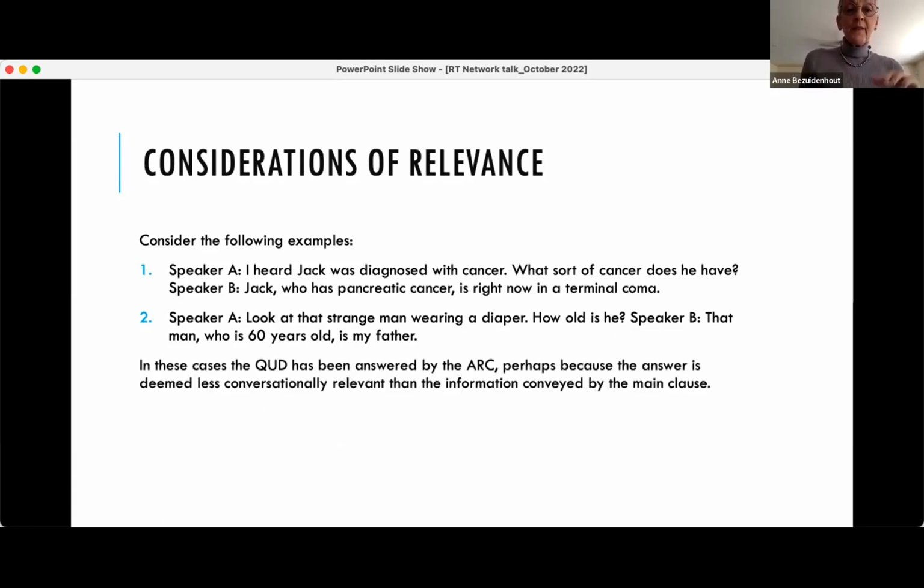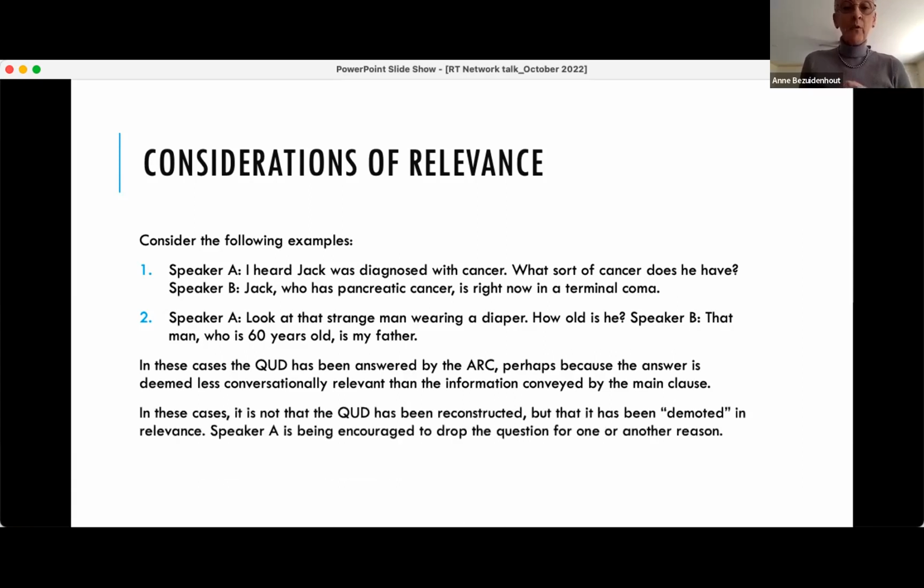These are cases where the question under discussion has been answered by the arc, but perhaps because the answer is deemed less conversationally relevant than the information contained in the main clause. So it's not a case where you've reconstructed the question under discussion, but you've somehow demoted that question as being tasteless, tactless, not worth pursuing, or something like that.